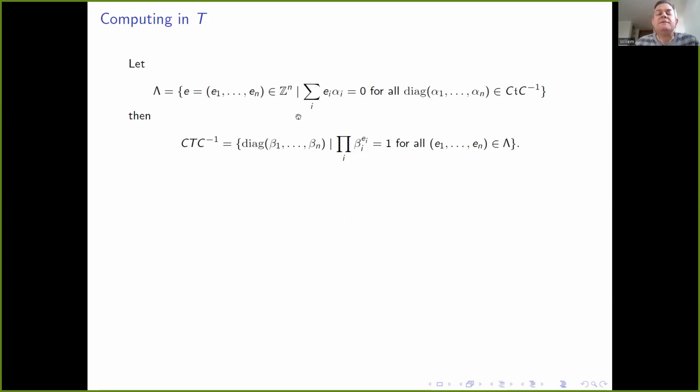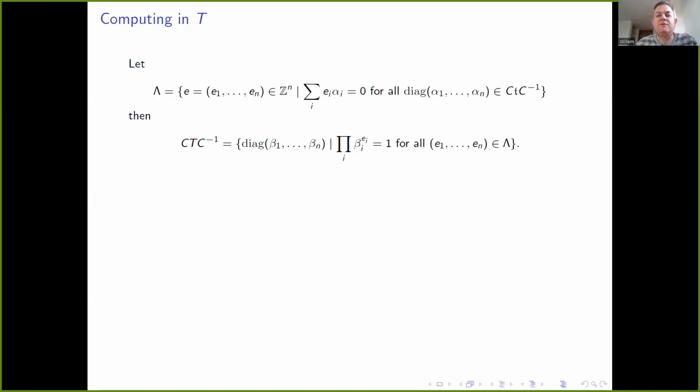And then we look at all integral vectors that are relations of the eigenvalues, sort of linear relations of the eigenvalues of the elements of the Lie algebra. Okay, so the (e1, ..., en) such that the sum of e_i alpha_i equals 0, where the alphas are eigenvalues of elements of T. And that's a lattice Lambda in Z^n.